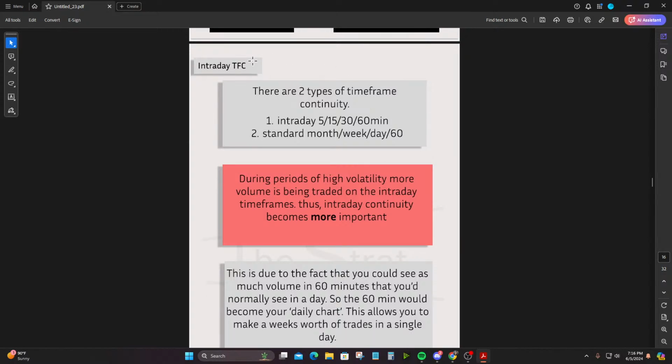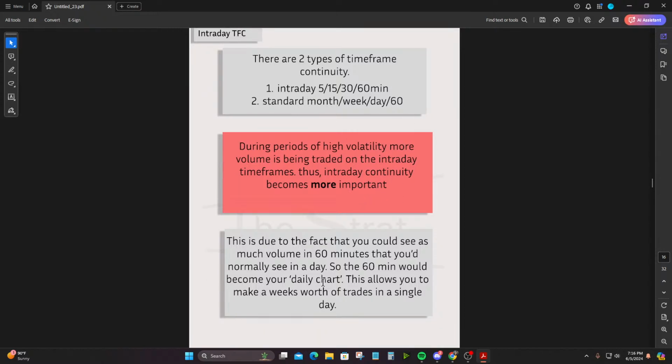And then this, okay, so intraday time frame continuity. There are 2 types of time frame continuity. We have intraday, and then we have our standard month, week, day, 60. And you can see the intraday can be the 5, the 15, the 30, the 60, but still going along with the 4 time frames in alignment time frame continuity principle. So if you're a scalper, you might only need the 60 down. If you're more of a longer term trader, you're going to want the month down.